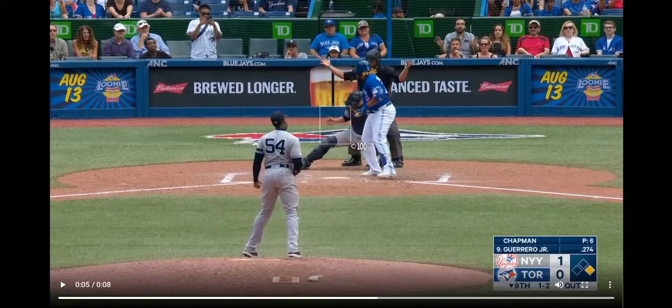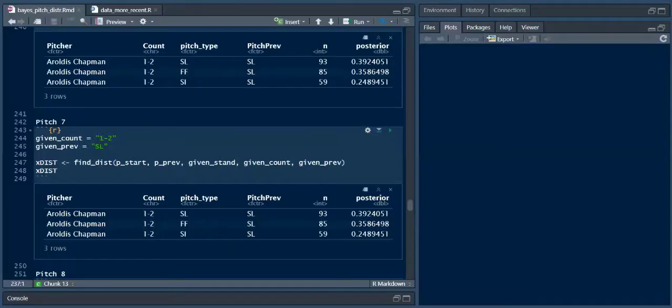So again, the prediction for this pitch was pretty much a toss up for what pitch type it was going to be. I suggested maybe the model's not accounting for the fact that the last two pitches were sliders. So maybe a fastball is more likely here, and the fastball, in fact, was more likely.